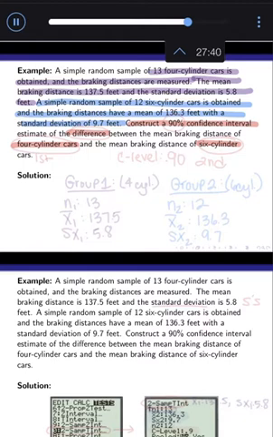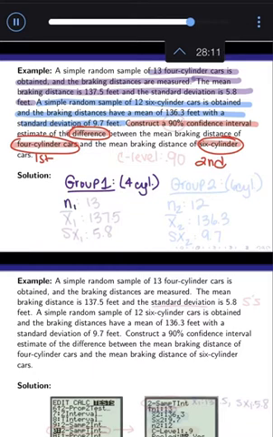So we're going to start with the 4-cylinder cars first, and then we will use our 6-cylinder cars as the second group. Notice it does matter which comes first and second because we are taking the difference. When you're subtracting two things, it does matter what comes first and what comes second. So our group 1 is going to be our 4 cylinders.